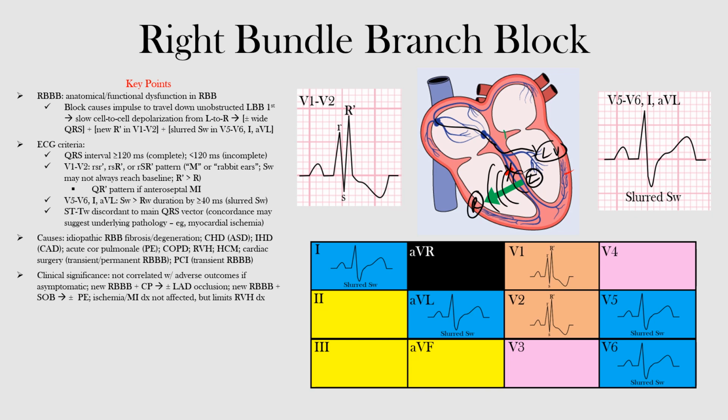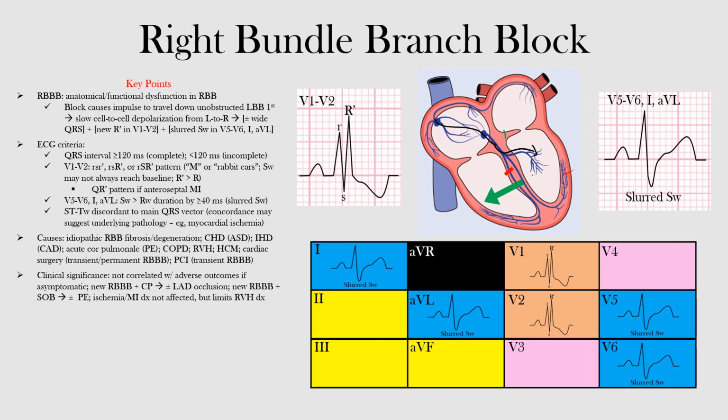This QRS complex is also called the RSR prime complex. You may hear it referred to as the rabbit ears or M-shaped complex. The R prime also tends to be greater in amplitude than the initial R wave. So if you imagine here, we have this vector.